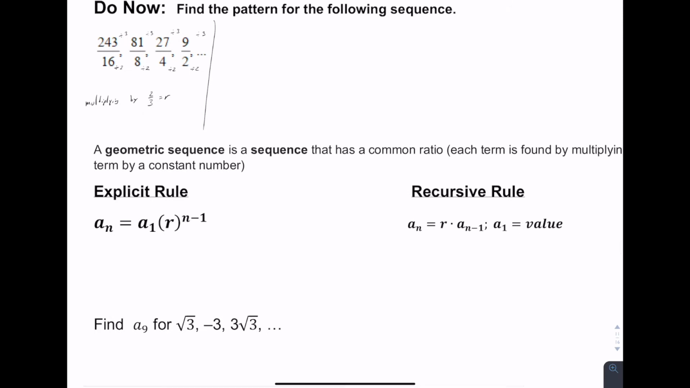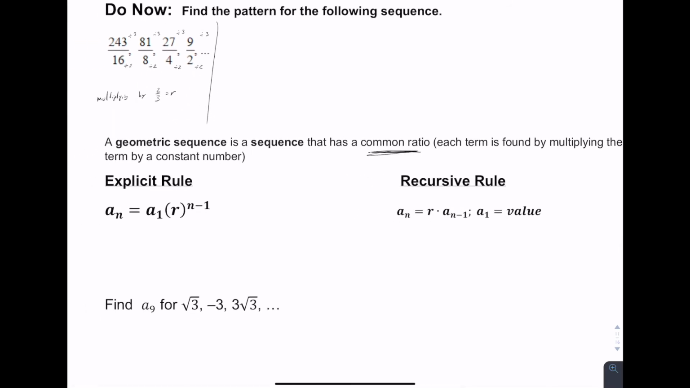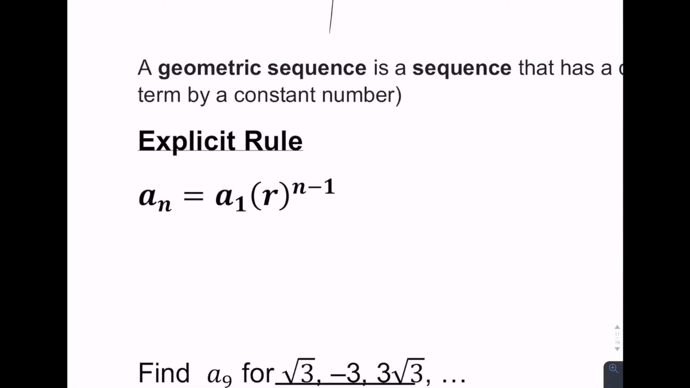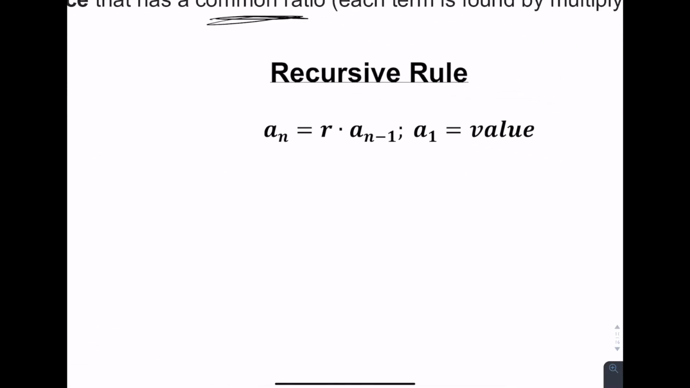So a geometric sequence is a sequence that has a common ratio. Each term is multiplied from a previous term by a constant number. And so here's our explicit rule. Once we figure out that R, it's just plug and chug into the formula. And for the recursive rule, it's an equals R times an minus 1, a1 equals a1. And now to figure out what R is every single time, here's a trick. It's just a2 divided by a1. So once you know the first and second number, divide them and you have R.